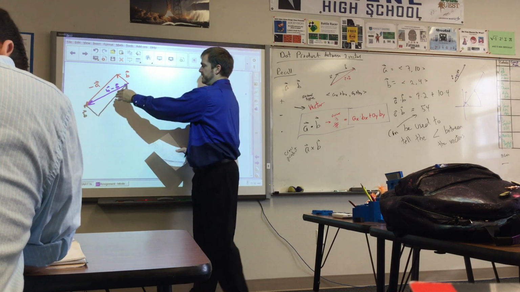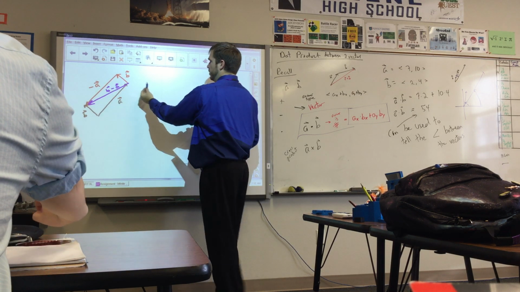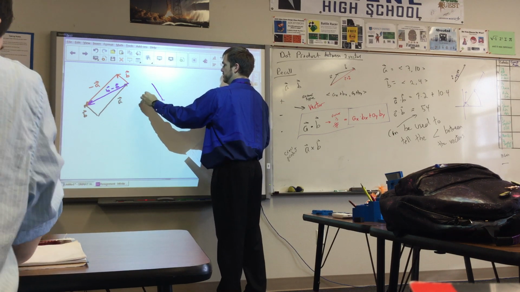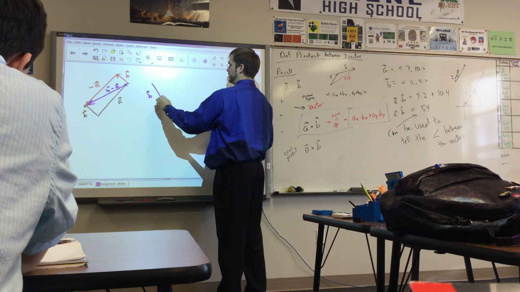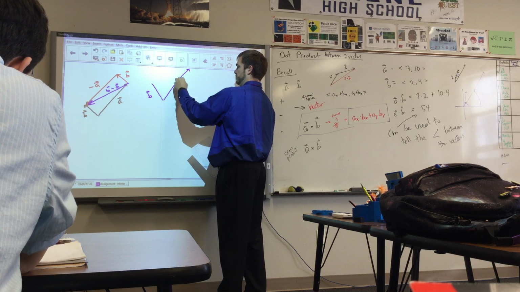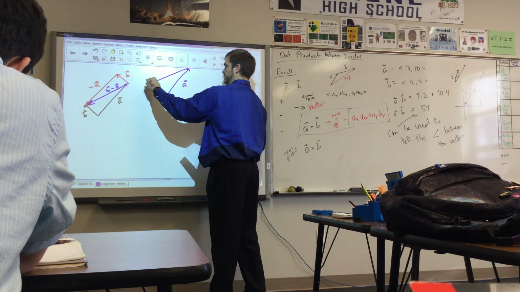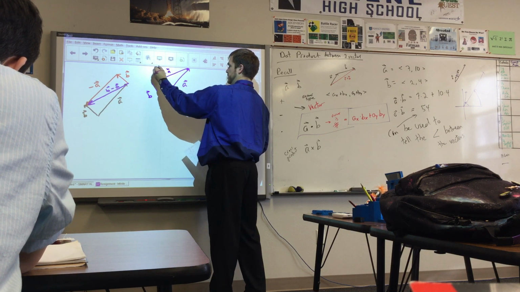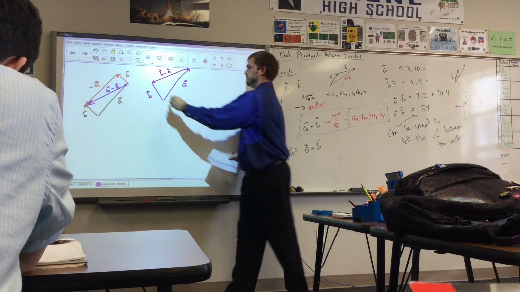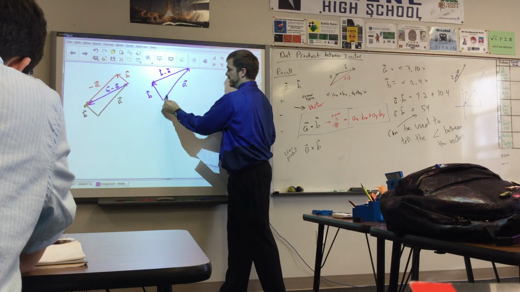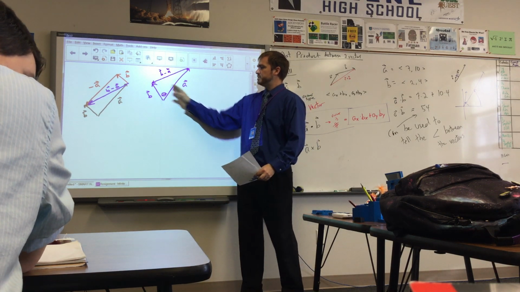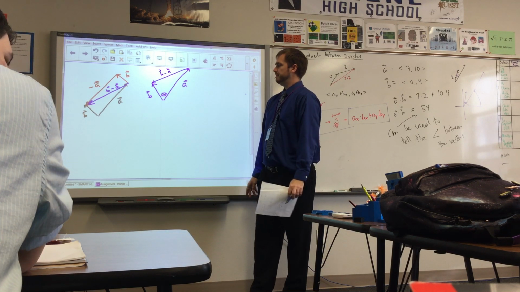So that being said, what I really want is a triangle that looks like this: vector B, vector A, and vector B minus A. I want to focus in on that triangle because what we're trying to find is this angle right here, the angle between those two vectors.